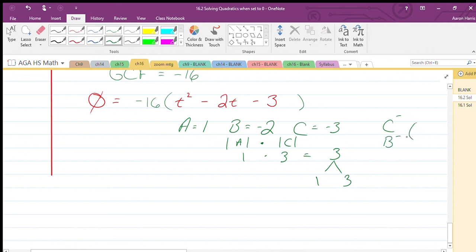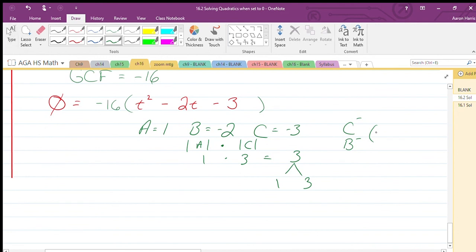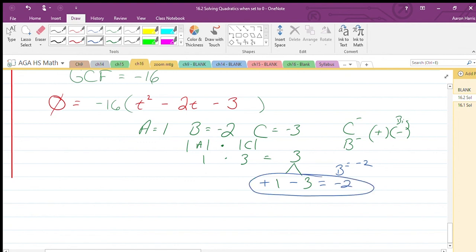B is what? Negative. So I know I need a positive and a negative multiplied together. And since B is negative, the bigger number better be what? Negative. So the bigger number is negative. That means the smaller number is positive. When I add them up, they should get to b, which is equal to what? Negative 2. So 1 minus 3 is what? Negative 2. Does it work? Yes, it does.